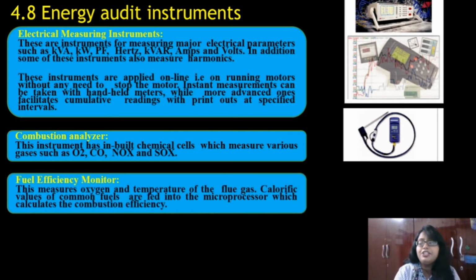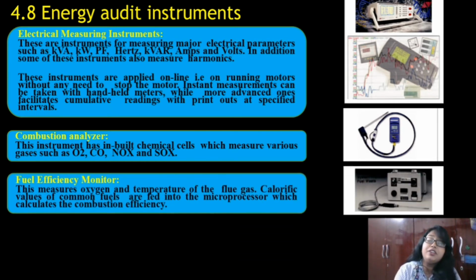Then fuel efficiency monitors. It tells you the efficiency of the fuel that you are using. How is it possible? You see over here, there's an input contact. What is the input? Input could be the calorific value that you are feeding to this microprocessor, and this microprocessor in turn will calculate the combustion efficiency and display it to you on its monitor. So that is how you find out the fuel efficiency. So this is a fuel efficiency monitor.